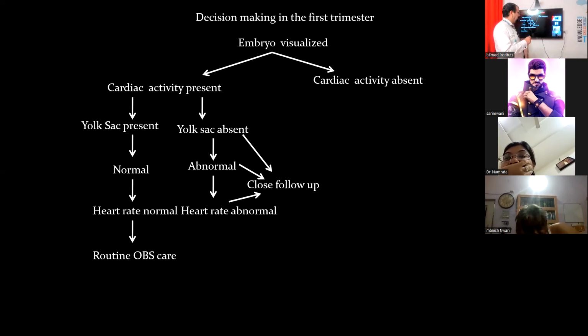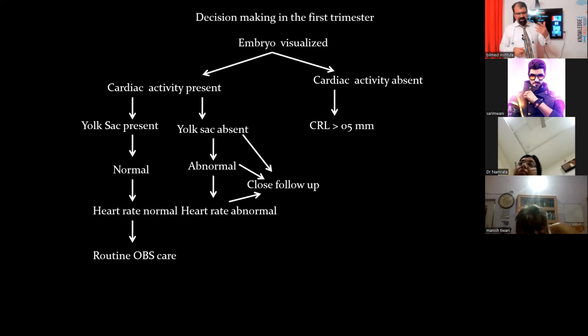Now, what if cardiac activity is absent? The CRL should be less than 5 millimeters, and if it is more than 5 millimeters, then that is a missed abortion. But if it is less than 5 millimeters, I'm giving you the benefit of doubt. Maybe you have missed it, or your machine is not resolving things very clearly, or your scan plane is not cutting properly, and your machine is not adjusted.